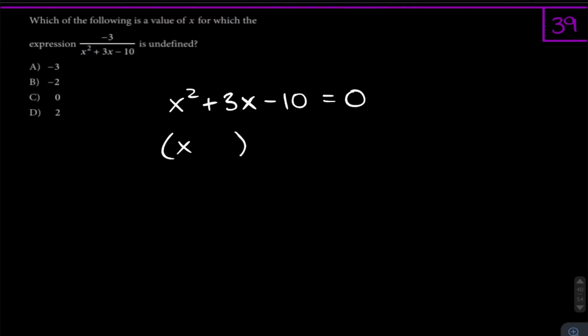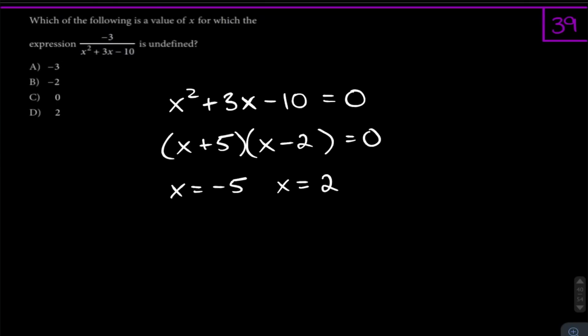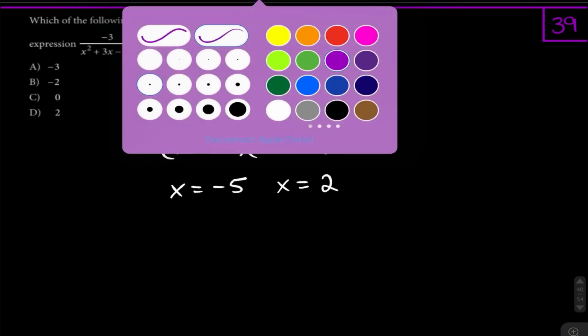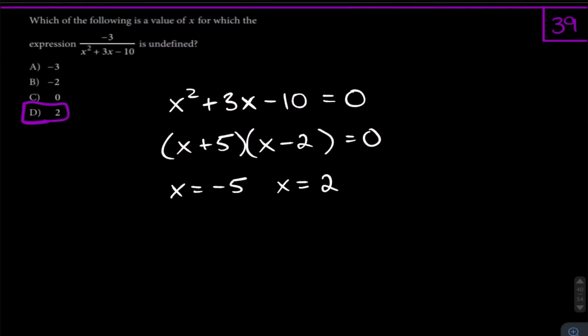So when we actually go and factor this, what are two numbers that add to be 3 and multiply to be -10? Well, 5 and -2, right? And so x is going to be equal to -5 and x is going to be equal to 2. And well, looks like we have 2 as one of our choices. So that is going to be the answer for problem 39.